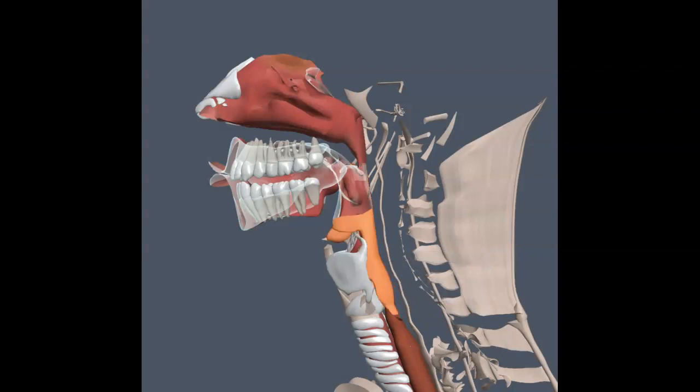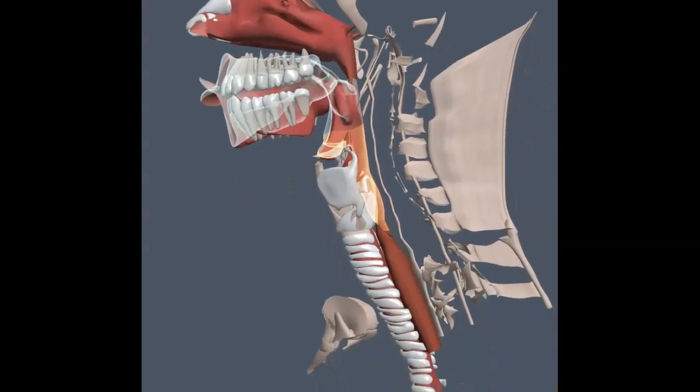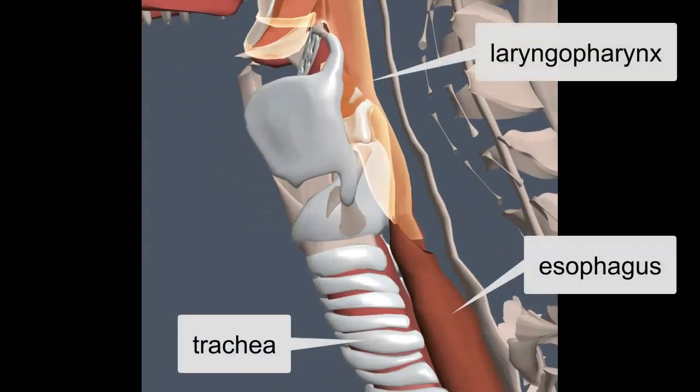The pharynx is continuous with the laryngopharynx, the inferiormost portion of the pharynx, also lined with stratified squamous epithelium. The laryngopharynx bifurcates. It leads into the trachea anteriorly and the esophagus posteriorly.